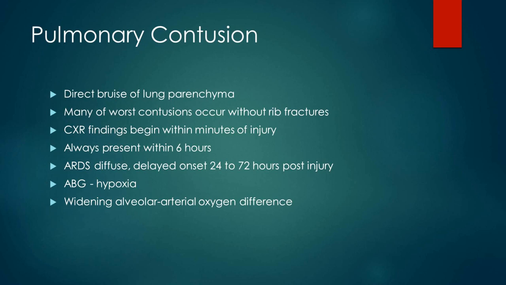You can see on ABG, there is the widening of the alveolar-arterial oxygen difference, so you can just tell that their AA gradient isn't doing well. These patients typically, if they have a bad pulmonary contusion, need to be observed in the hospital for a day or two just to watch for this progression into ARDS and respiratory distress.